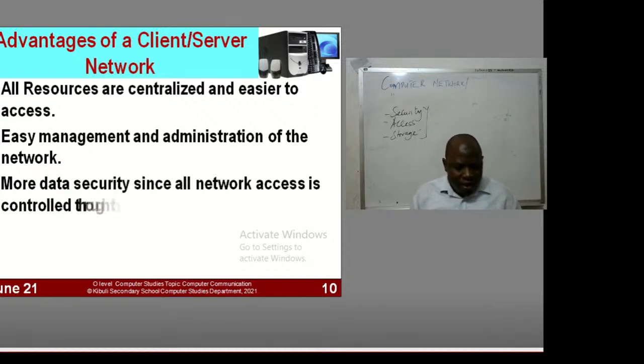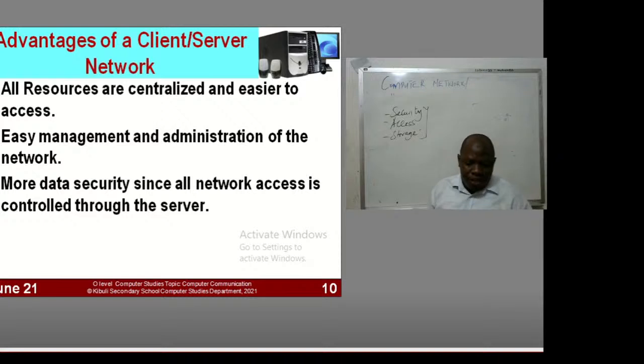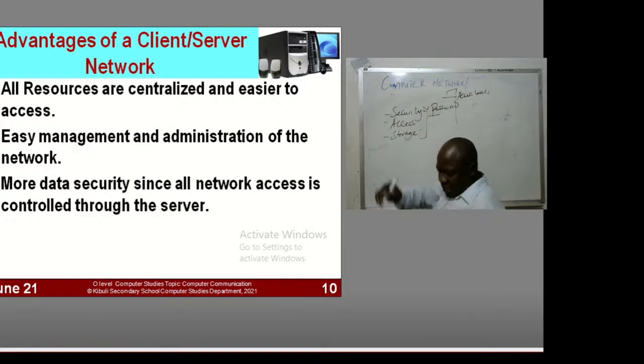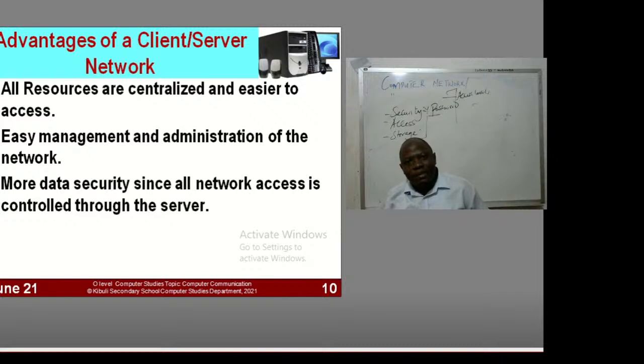Then, the next one, more data security, since all network access is controlled through the server. When we get there with the management, we have what we call security. You can give everybody a password. Whoever has to access needs a password. But again, password after password, we have what we call access levels. When you look at banks, the manager has different access levels. When you look at banks, those who sit in the till have different access levels. They cannot access what the manager can.